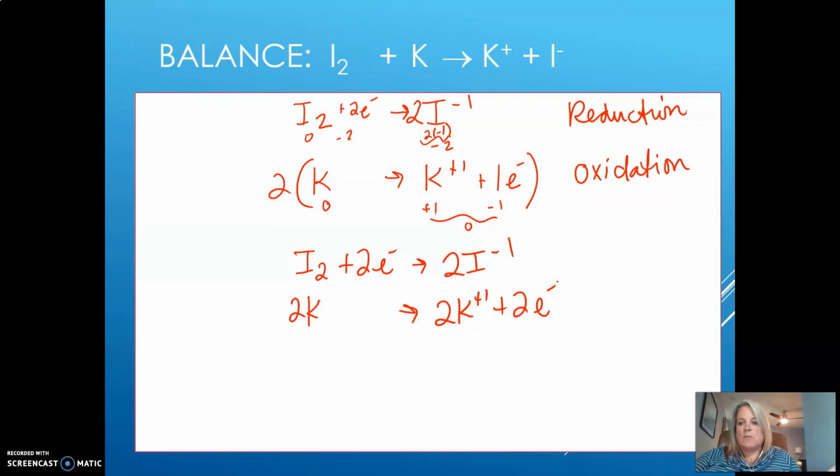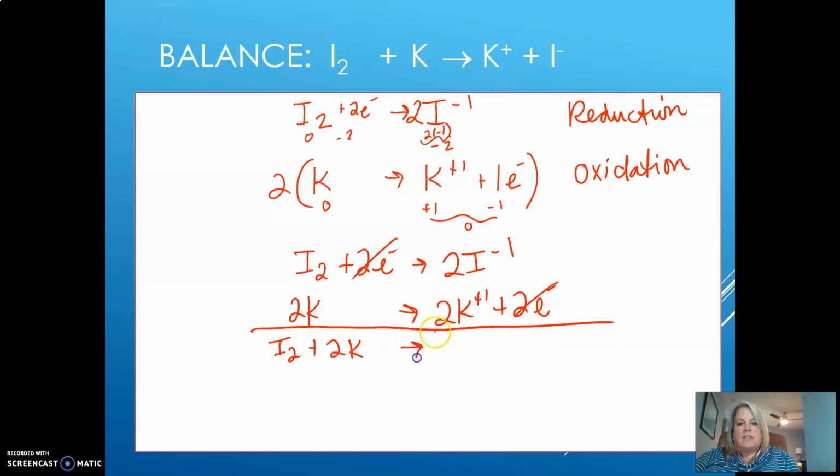So now my electrons are equal, and I can cancel them out. And then I put them together. Everything on the left side goes together. So I2 plus 2K, arrow, 2I minus 1 plus 2K plus 1. And then I like to check 2I, 2I, 2K, 2K.